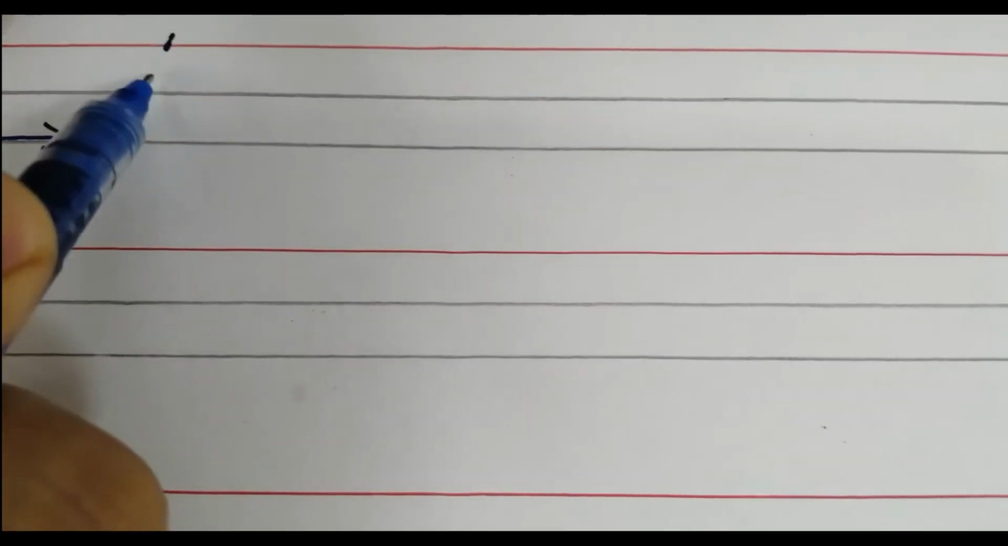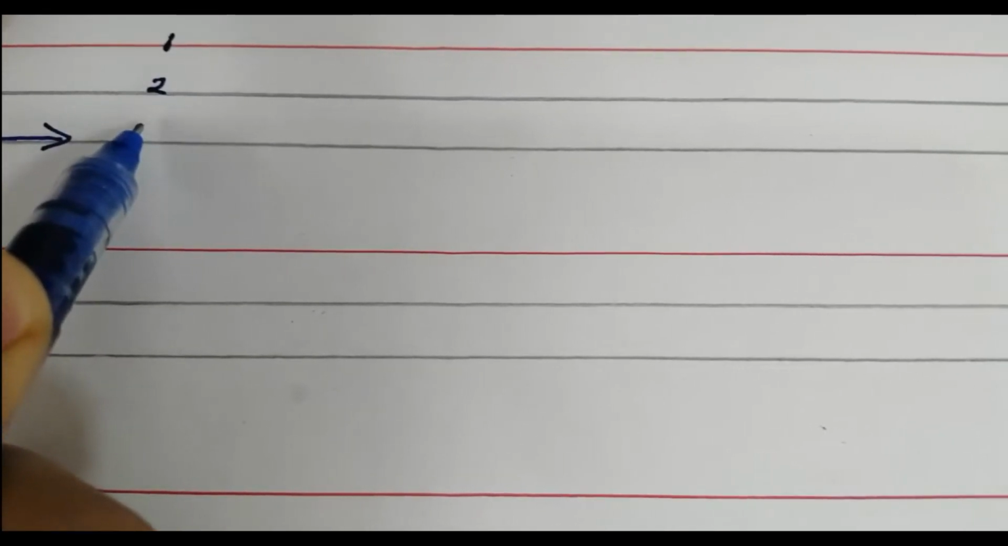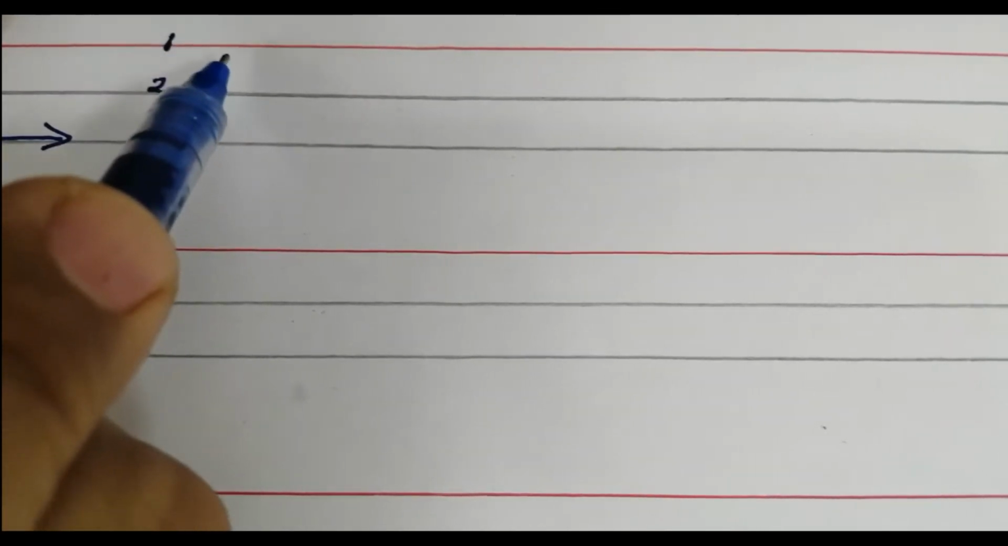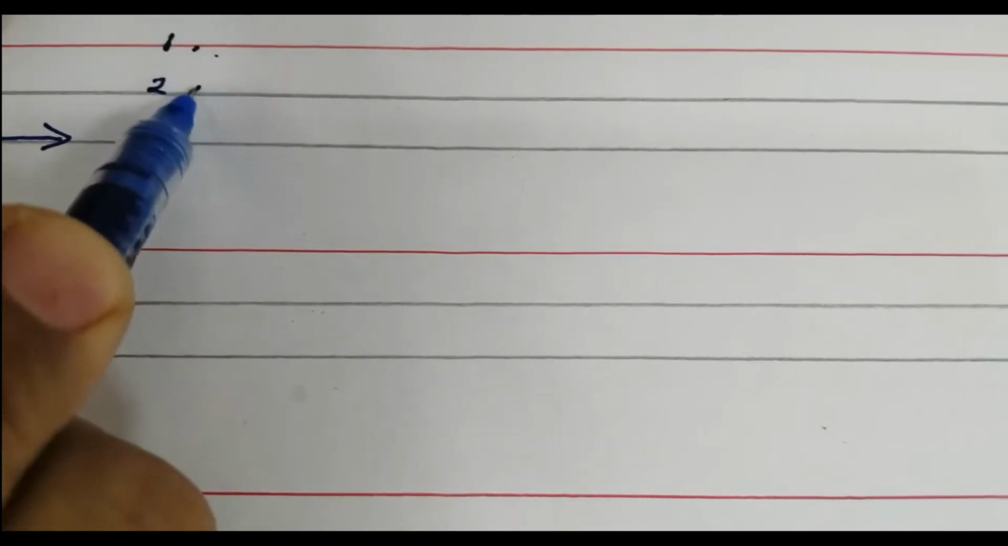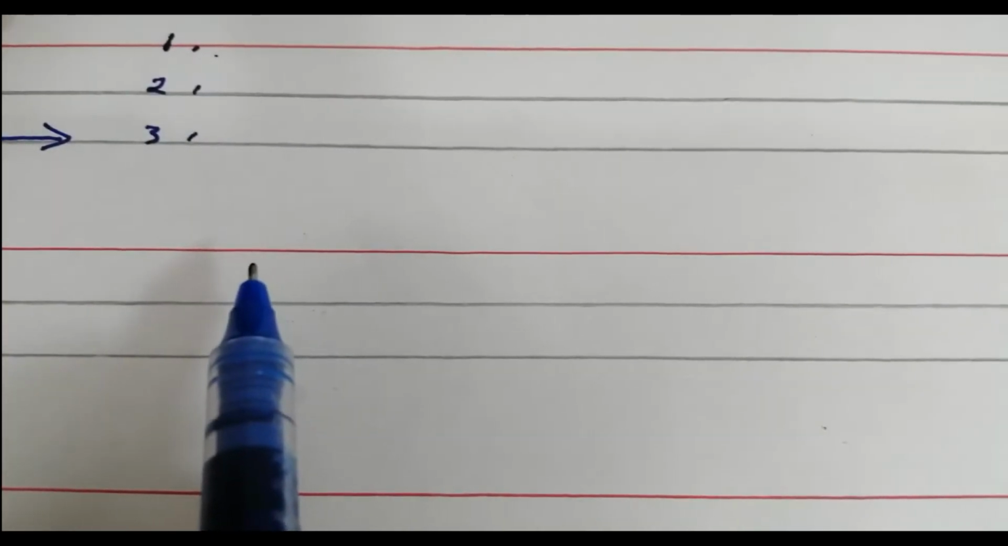As you see here, we have three lines. Line 1, the red one, line 2, the black one, and line 3. So we have here three lines, 1, 2, and 3.